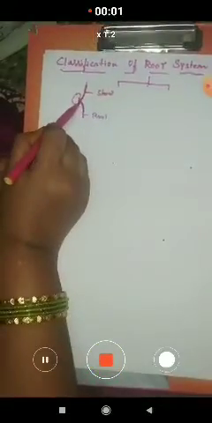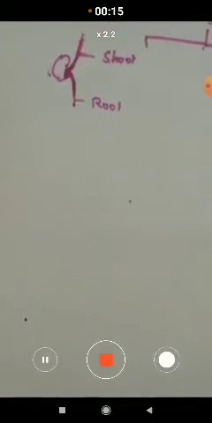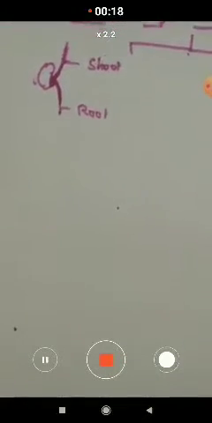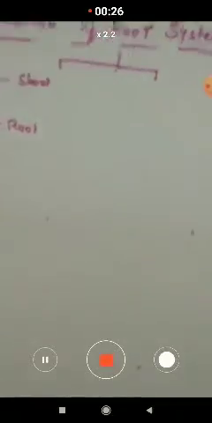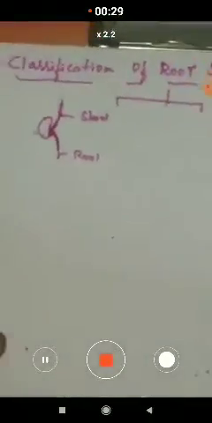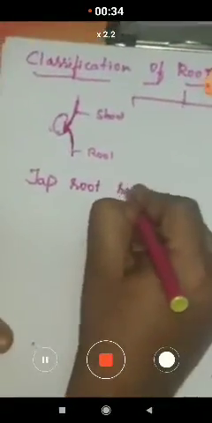Now, what happens as the seed germinates? From the base of this seed, we can observe a single root starts growing. I think you have studied this in fourth standard also. As the single root starts growing downwards towards the soil, we call it a taproot system.